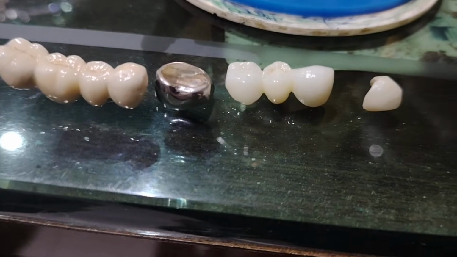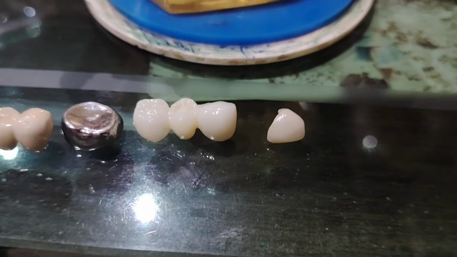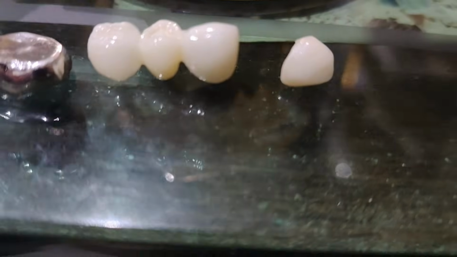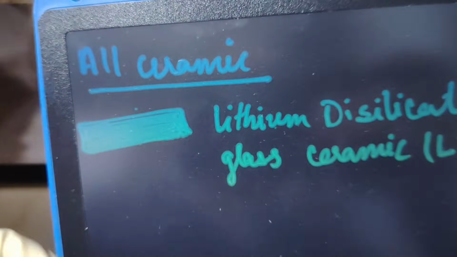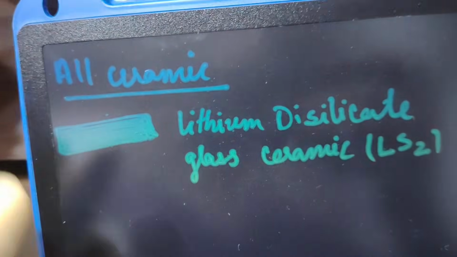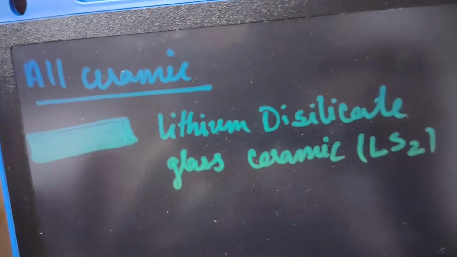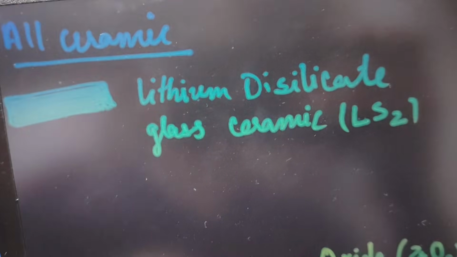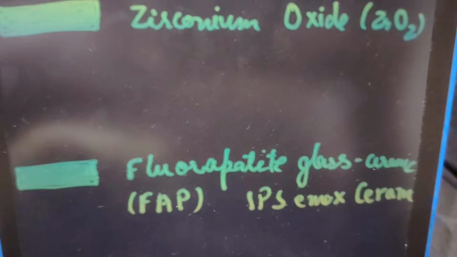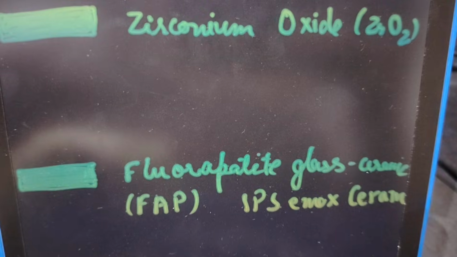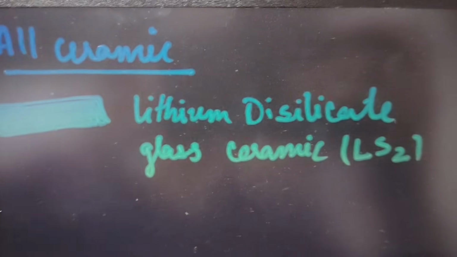First I'll be talking about the most widely used and the most aesthetic, lifelike material, that is all ceramics. Under all ceramics I will be considering the Ivoclar range. First we have the lithium disilicate glass ceramic, second we have zirconium oxide, and third we have fluorapatite glass ceramic.